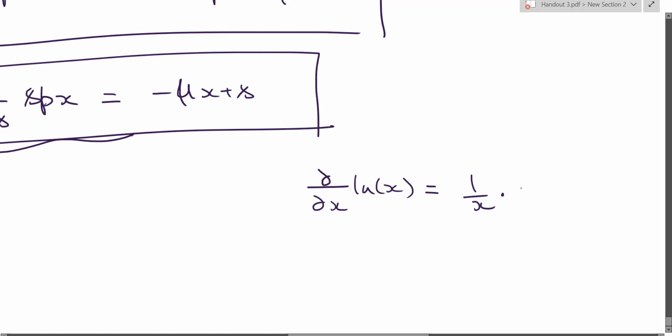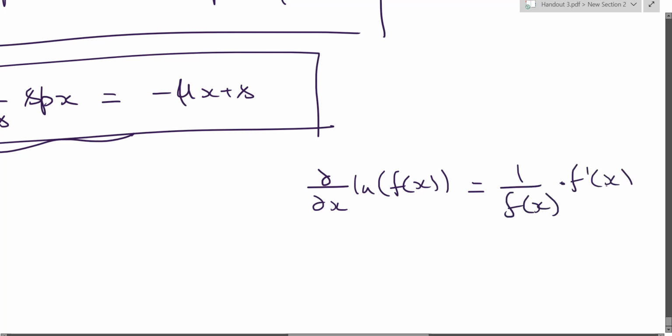So 1 upon x, let me just write it as log of f(x). What is the derivative of log of f(x)? The derivative of log of f(x) can be written as 1 upon f(x) times f dash x, right? So first you take the derivative of the whole thing and then you multiply it with the derivative of this function f(x). This is the chain rule.